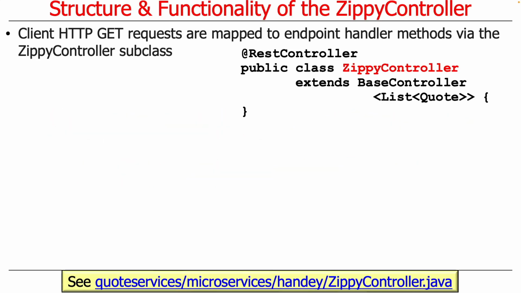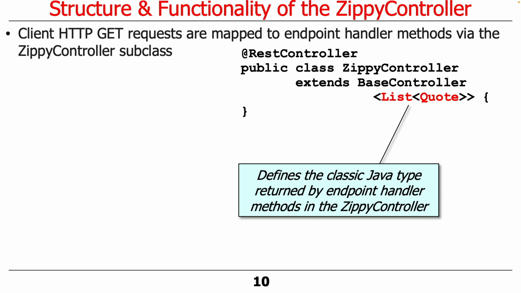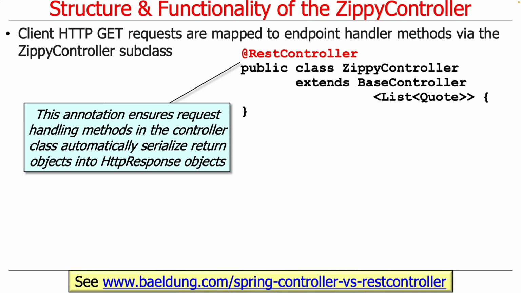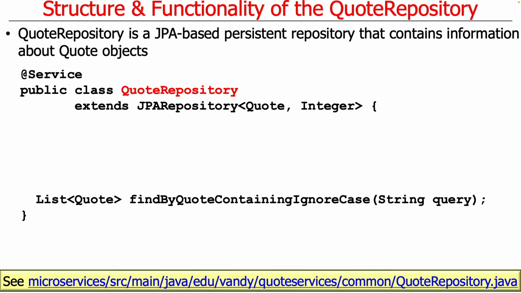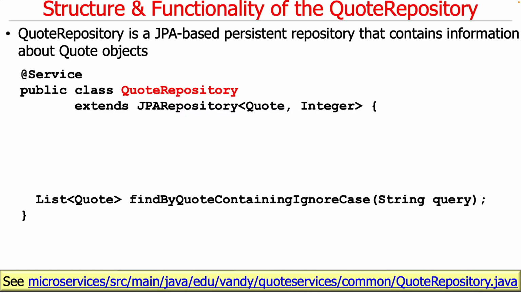So let's talk about the ZippyController. Again, super duper simple. ZippyController extends the base controller like we did with handy controller, and it has a list of quotes as the return value. Not a whole lot to say here other than this is just what we did before, so I won't dwell on it. What I will dwell on, however, is the quote repository. This is something new that we haven't talked about so far. So the quote repository is going to be a persistent repository implemented using the Java persistence architecture that's going to contain information about quote objects. So this is going to allow us to do things in a persistent way, and I'll talk more about what that means in a second.